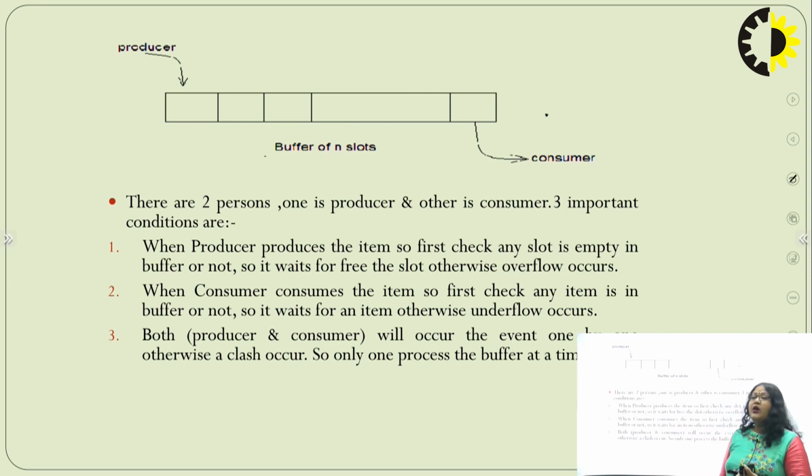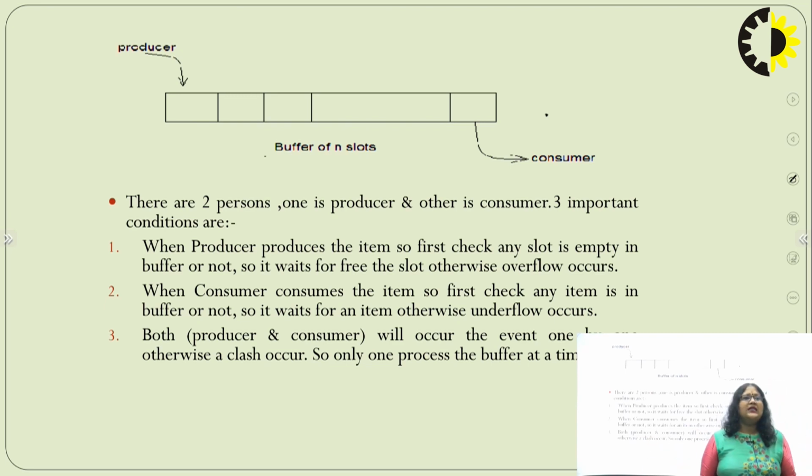This is checked because if there is no space, then how do we produce the item, and what is the place that we have to put that particular item? So it waits for a free slot. Otherwise an overflow condition occurs. Obviously, when the stack is full and we produce one or more items, how do we put that item because the stack is full? So this is the overflow condition.